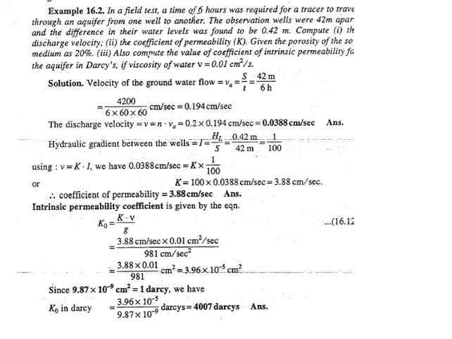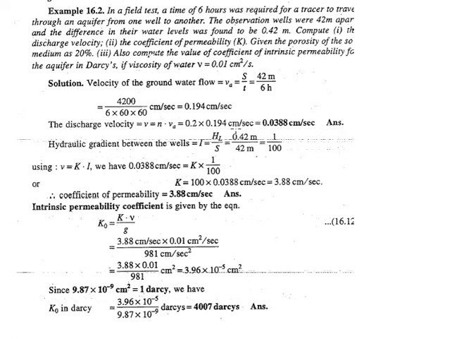So let us suppose that in a field test the time taken by the tracer or a chemical to move from one well to another well in an aquifer is 6 hours, and the observation wells are 42 meters apart and the difference in the water level is 0.42 meter. Now we have to compute the discharge velocity, coefficient of permeability, and porosity. If the given porosity is 20%, then the coefficient of intrinsic permeability, and so on.